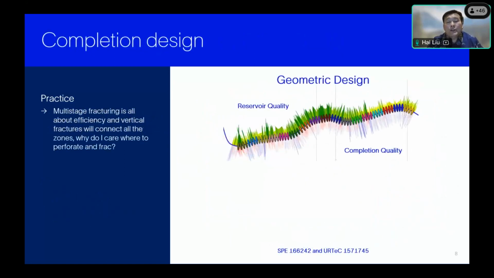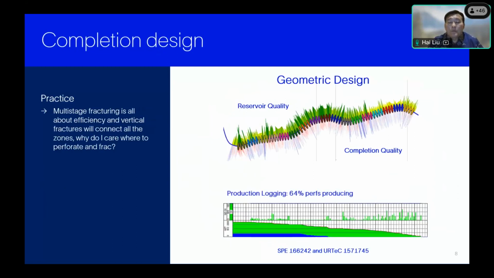The next challenge is the stage and cluster design. In many unconventional developments today, completion design prioritizes operational efficiency, typically using geometrical spacing, standardized designs, and repeatability as well. But reservoir and geomechanical properties vary significantly along the lateral. In this example, the production logging revealed that only 64% of stages were effectively contributing to production, and that means large sections of laterals were understimulated or ineffective. This highlights the importance of integrating reservoir quality, stress variations, and geomechanics directly into completion design and stage placement.